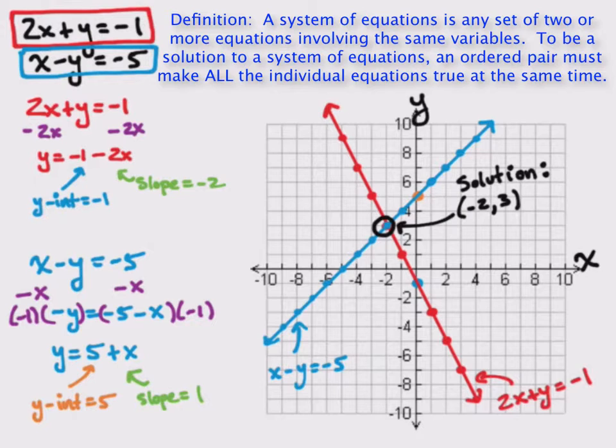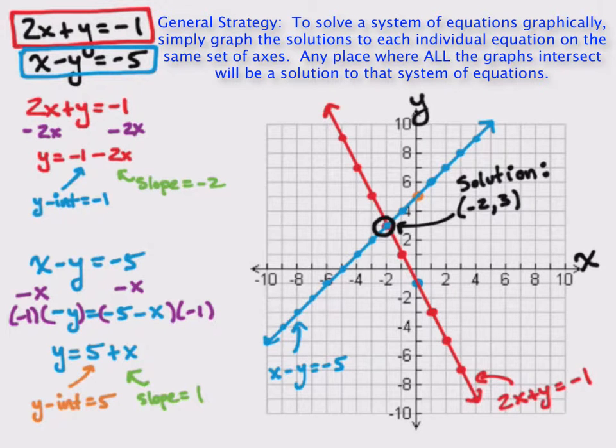And so our first strategy for solving a system of equations with two variables is simply to graph all the solutions to each individual equation, and any point where all the graphs intersect represents a solution to the system of equations, because that point will make all the equations true at the same time.